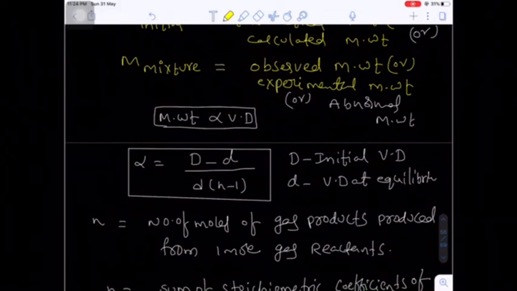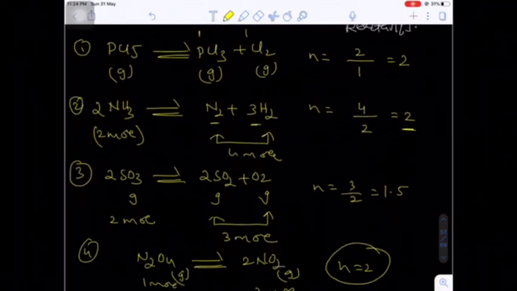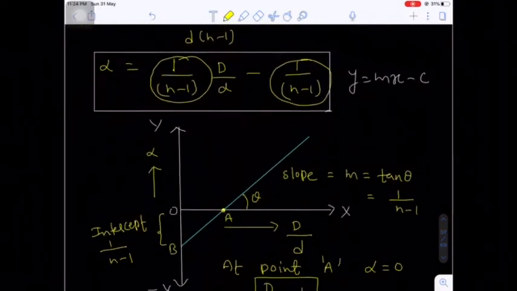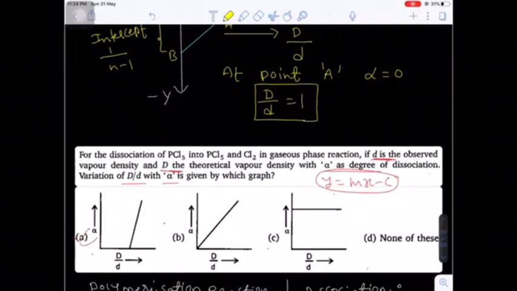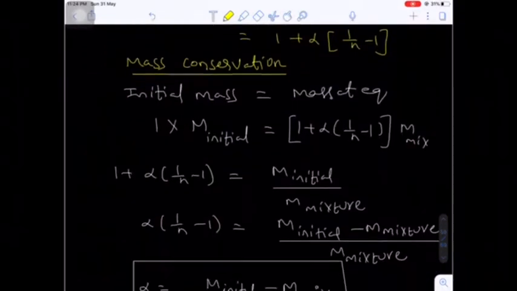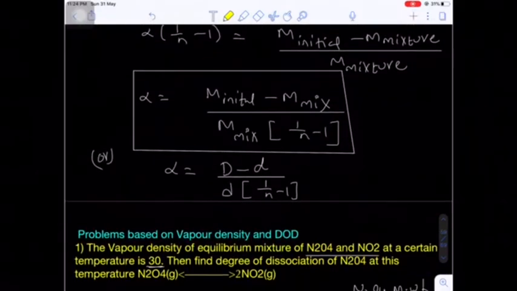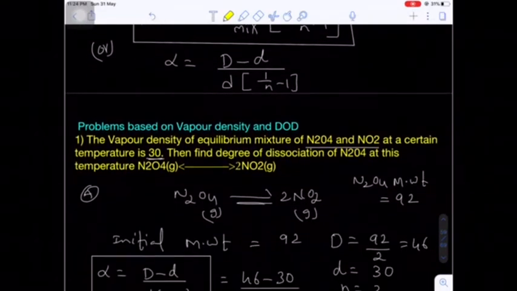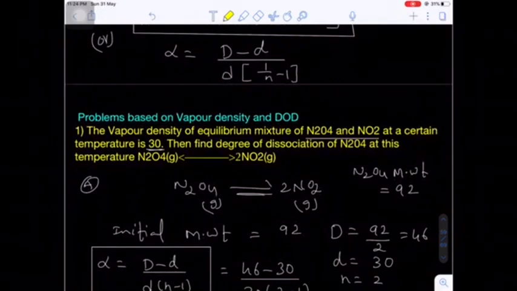Okay, molecular weight is related to vapor density. So in terms of vapor density, alpha is equal to capital D minus small d by small d into n minus 1. Okay, so these are some problems given. Once again, do practice. Do practice, so it will be very easy, but this concept is a very important concept from the JEE point of view.